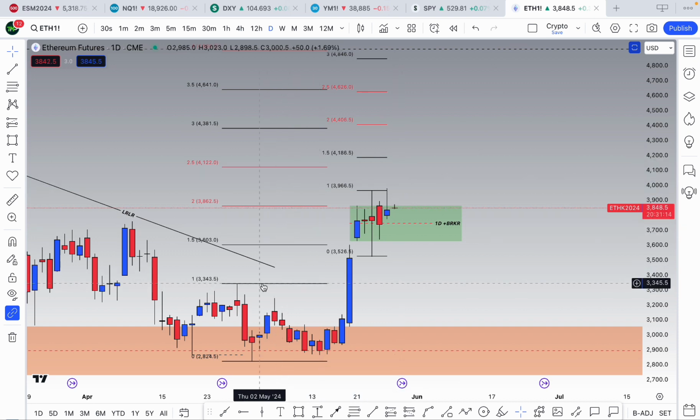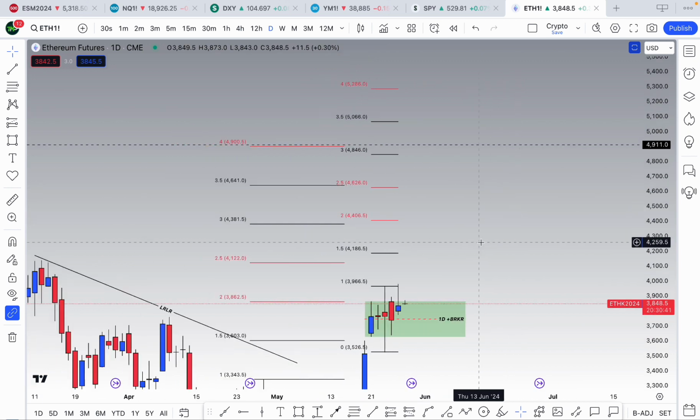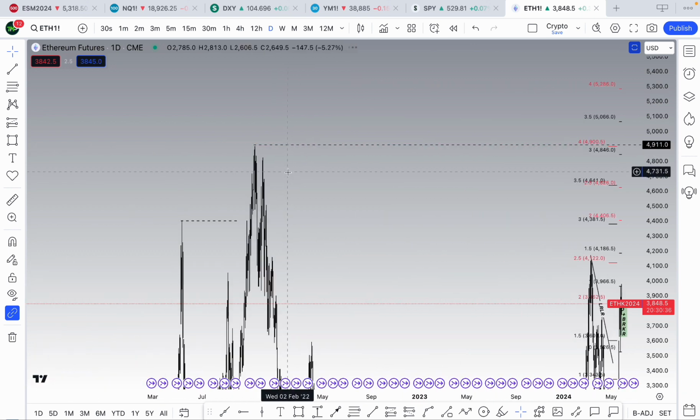Along with this higher time frame breaker right here on the week, we're just on the daily. We're starting to see some of the levels combine, right? So this 2 to 2.5 retracement reversal zone right here pairs up with the 3 to 3.5 on the higher time frame swing projection. So we can definitely see 4,400 to 4,600 on the cards. I think we're going to blow through 4,100, no problem. And then we can at least expect 4,900 to be taken out.